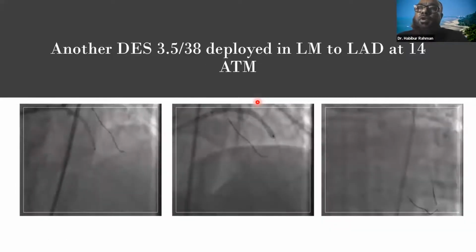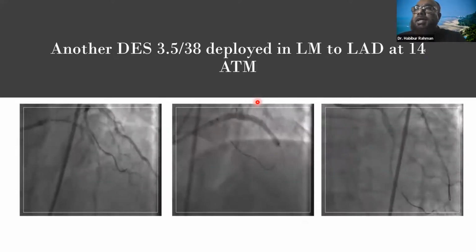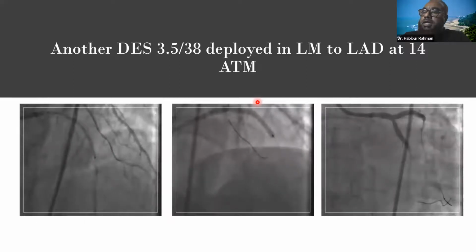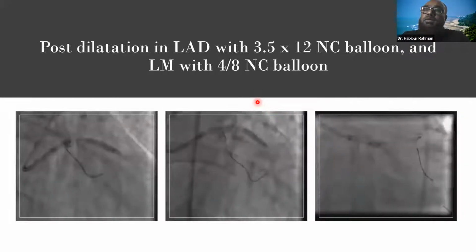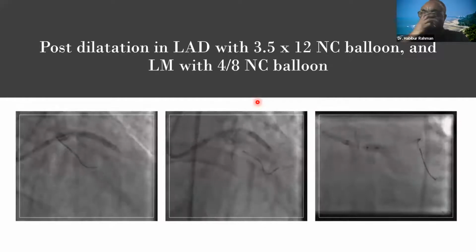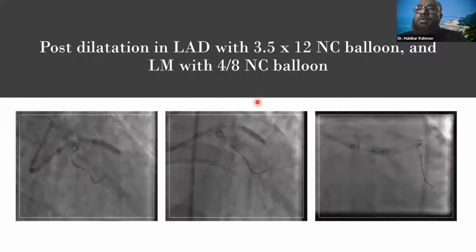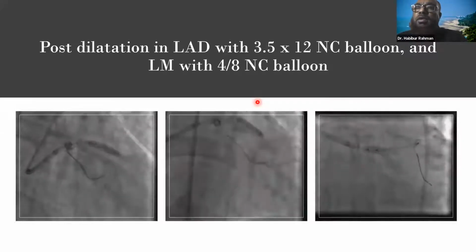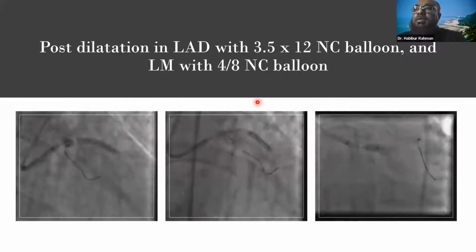Another DES 3.5/38 deployed from left main to LAD at 14 atm, overlapping the proximal portion in the left main. Post dilatation in the LAD with a 3.5/12 NC balloon, and in the left main with a 4/8 NC balloon as spot.